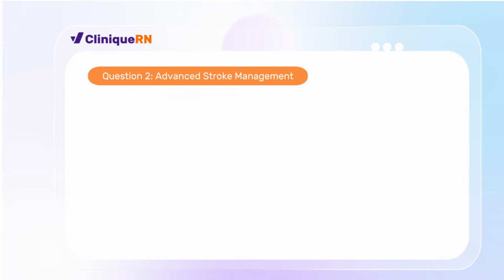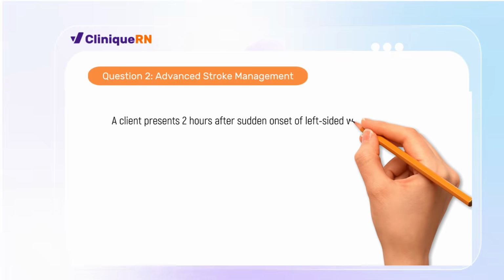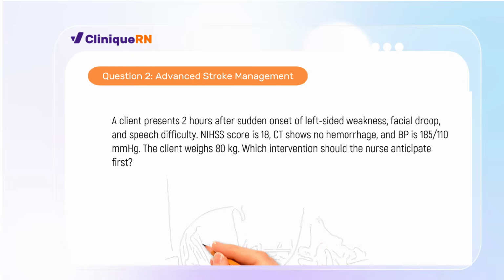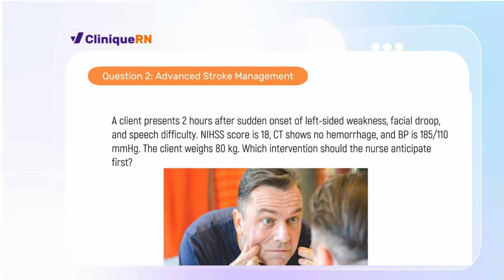Question 2. Advanced stroke management. A client presents 2 hours after a sudden onset of left-sided weakness, facial droop, and speech difficulty. The National Institutes of Health stroke scale score is 18. CT shows no hemorrhage, and blood pressure is 185/110 millimeters of mercury. The client weighs 80 kilograms. Which intervention should the nurse anticipate first?